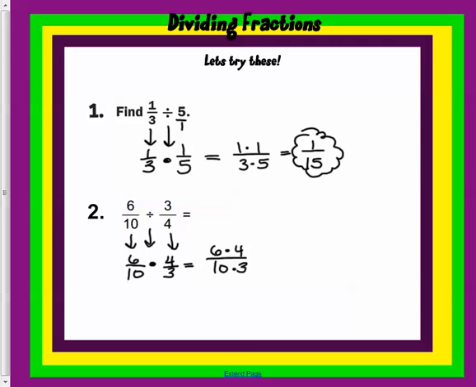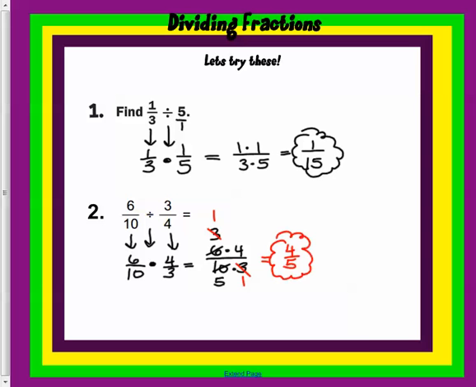What of these can be simplified? Well, 6 and 10 share a 2 in common, so this can become a 3 and this can become a 5. 4 and 3 don't share anything in common. 4 and 5 don't, but 3 and 3 do. So I can simplify my 3's into 1's, and I get 4/5.